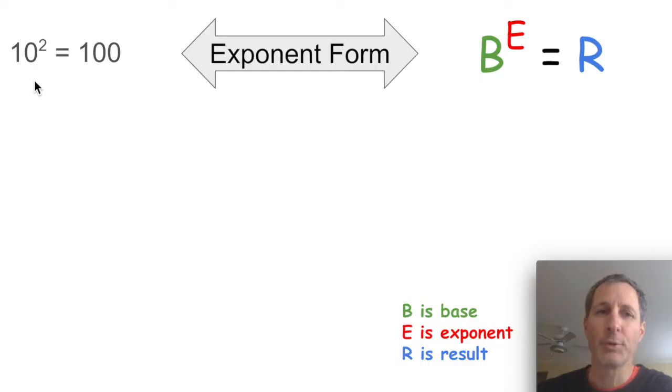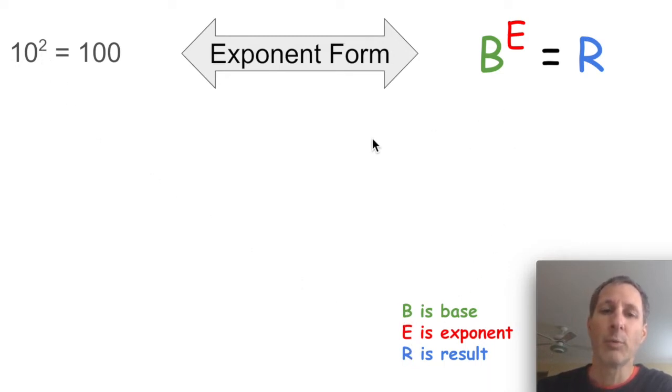You may already be familiar with a typical exponential equation. It looks like this: 10 to the power of 2, or 10 squared, equals 100. We could write that using variables as some base b raised to some exponent e is equal to some result r. So here 100 is the result of raising 10 to the power, or exponent, of 2. So b, e, and r.